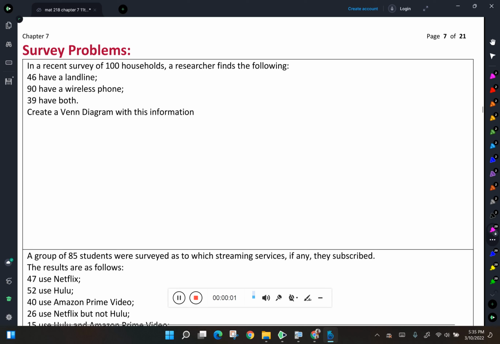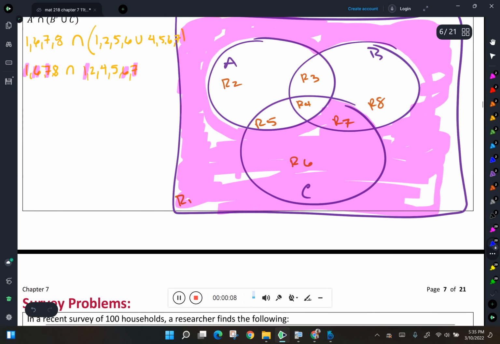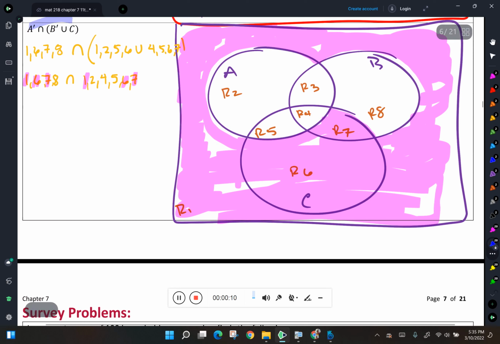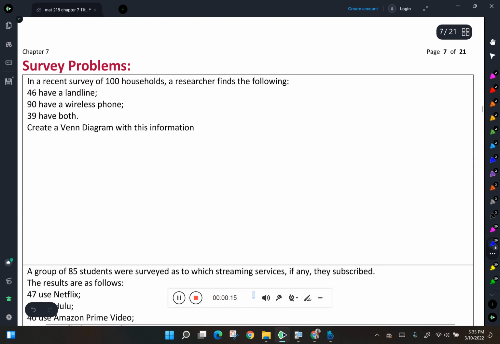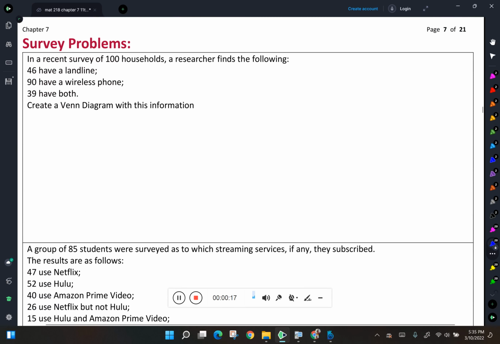All right, so welcome back for part 2 of section 7.2. We're going to do some survey problems. So in part 1 before, we were taking a look at how to use Venn diagrams to find intersections and whatnot of regions. And in this part 2, we're going to continue doing that, but we're going to put some words into it to make it slightly more complicated.